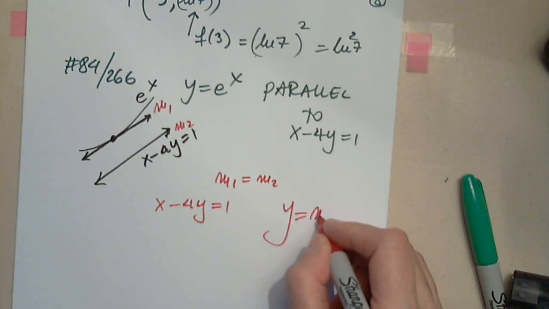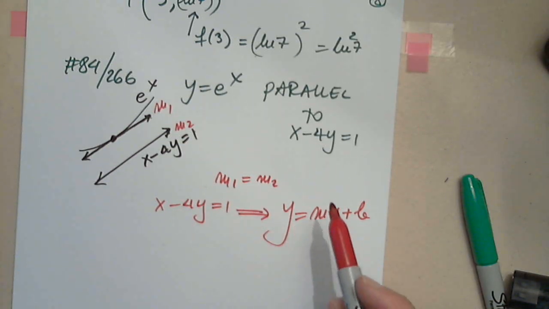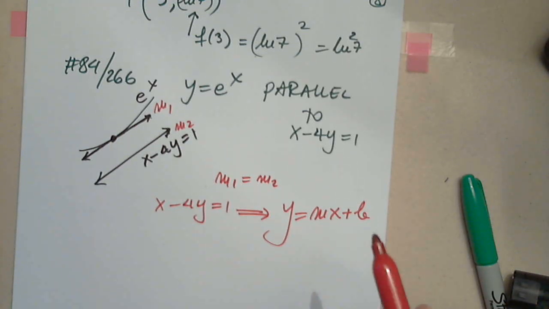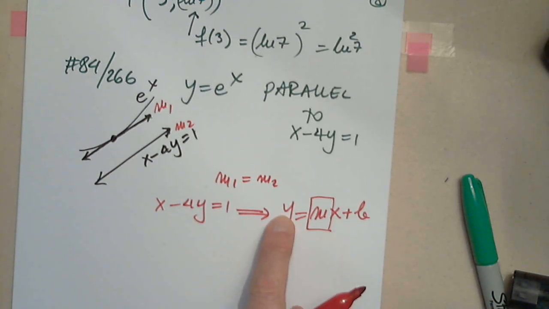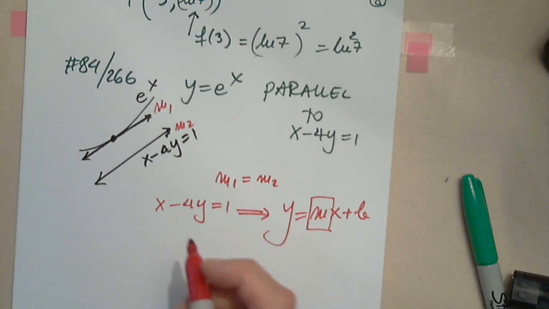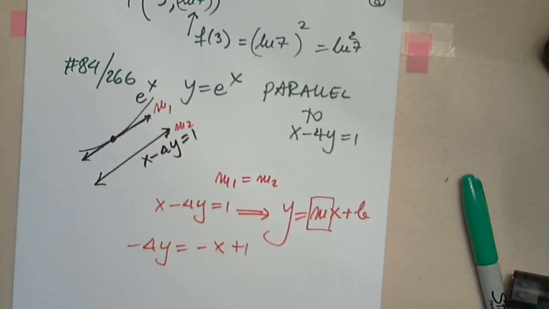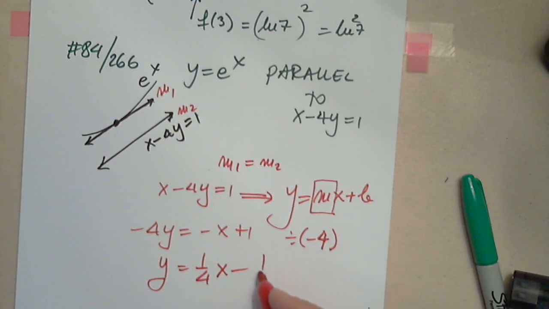I have to present it like this. Only when I present the line in slope-intercept form can I identify the slope. As it is right now, I cannot. So I will solve for y, and the coefficient in front of x will be the slope. So negative 4y equals negative x plus 1. Do not write a long fraction and put negative 4 underneath. You have to divide each and every term by negative 4. So negative 4y divided by negative 4 is y. Negative 1 divided by negative 4 is 1/4 x. And 1 divided by negative 4 is negative 1/4.